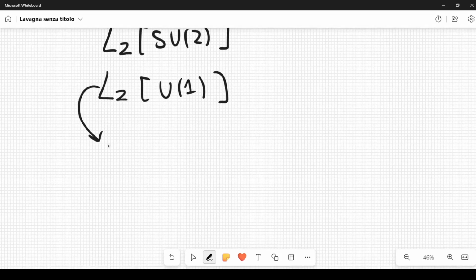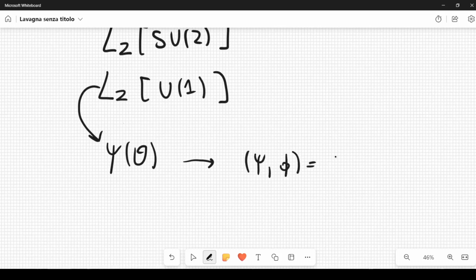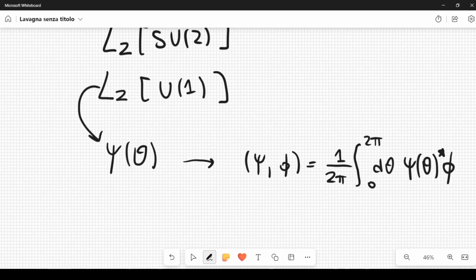In this case, we consider functions psi of a certain angular variable theta, and this is, for instance, the space of the quantum states of a particle on a circle. We have, for instance, the scalar product of the kind psi, capital Phi, which can be defined as 1 over 2 pi integral from 0 to 2 pi d theta, and then we have psi of theta conjugate phi of theta.